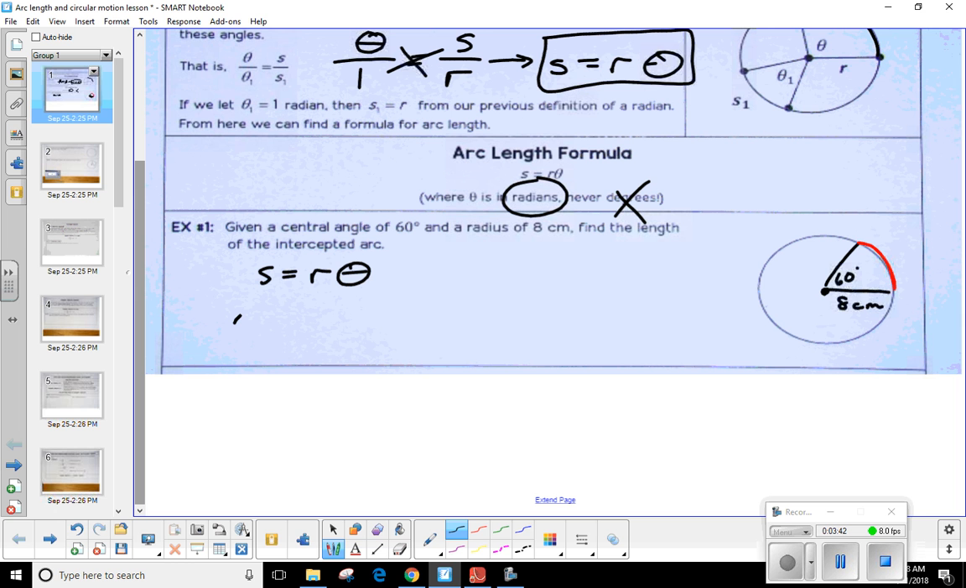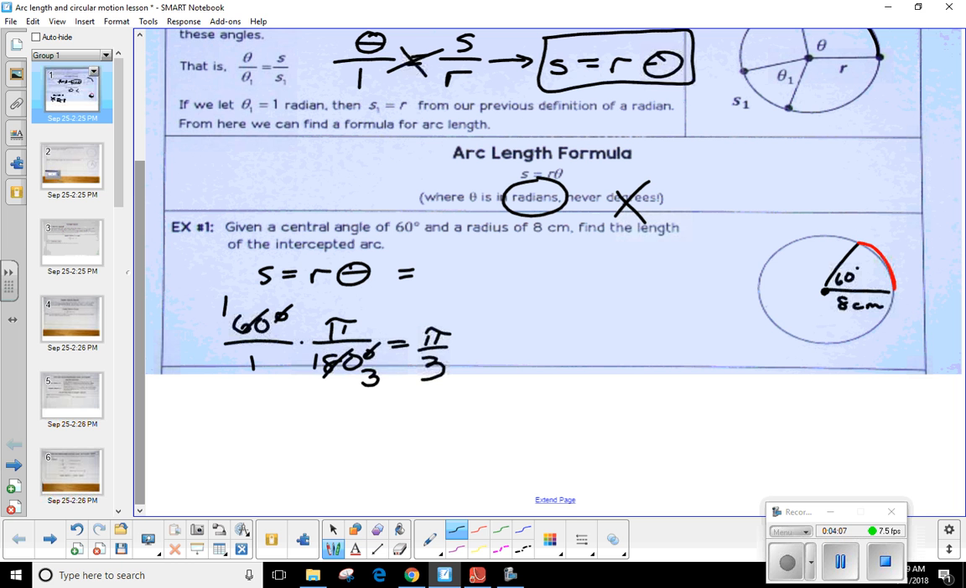So I'm going to take 60 degrees. What's the conversion to radians that we talked about? Pi over 180. There we go. Pi over 180. So if you'll remember, those degrees are going to cancel, and we're now in radians. In fact, 60 is the common factor. How many times will it go into 180? 3. So I'm looking at pi over 3 radians.